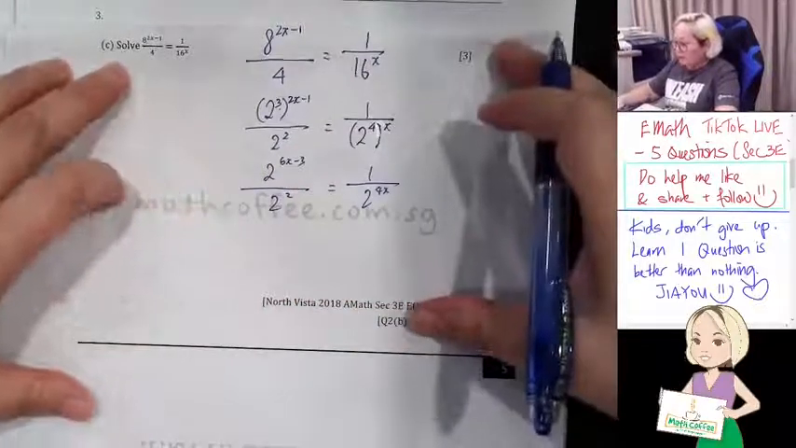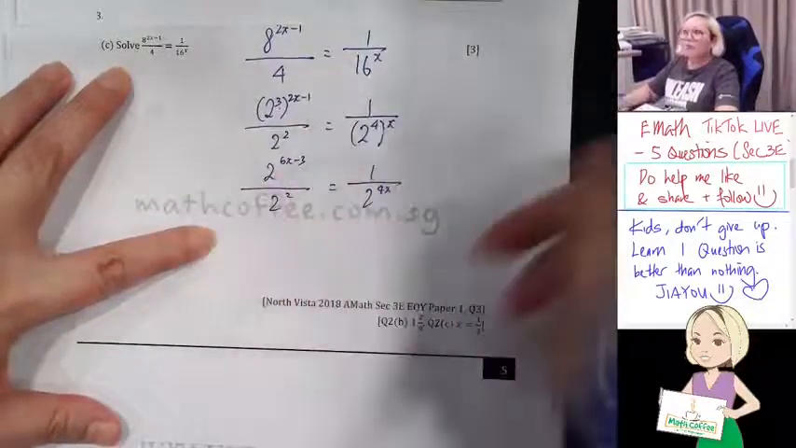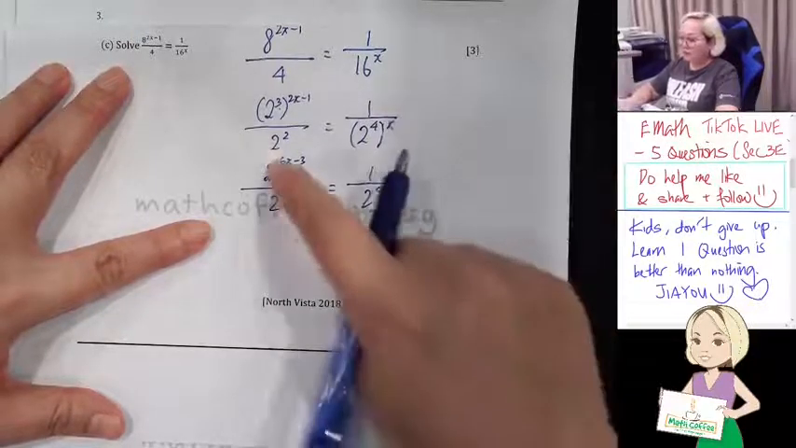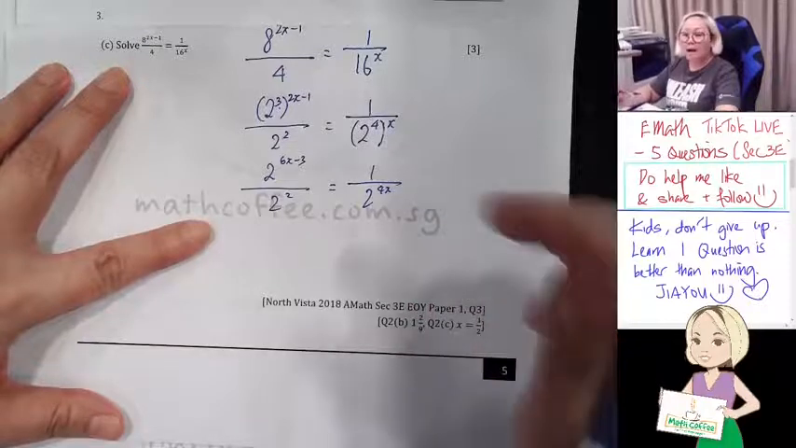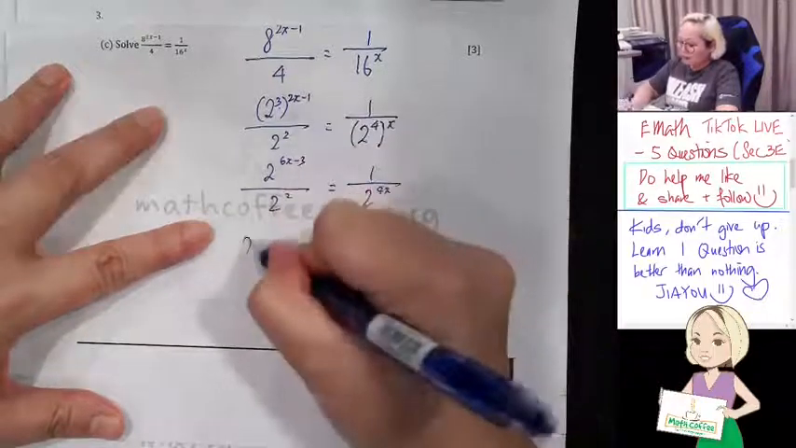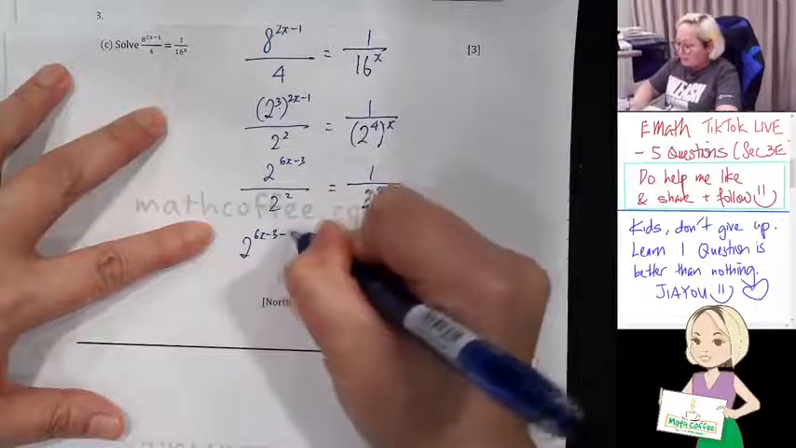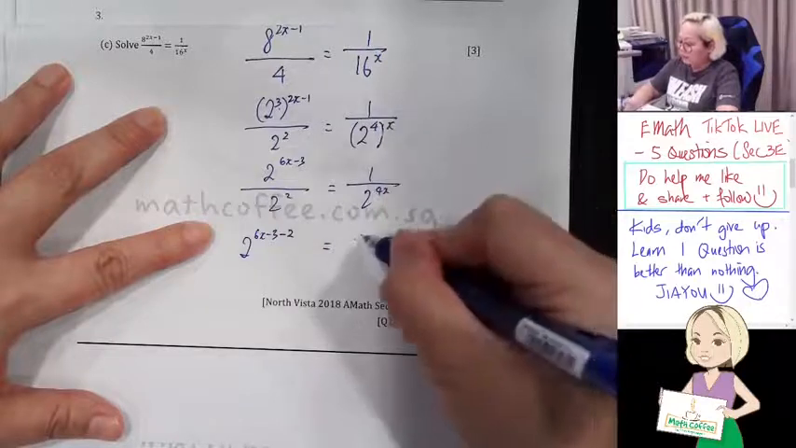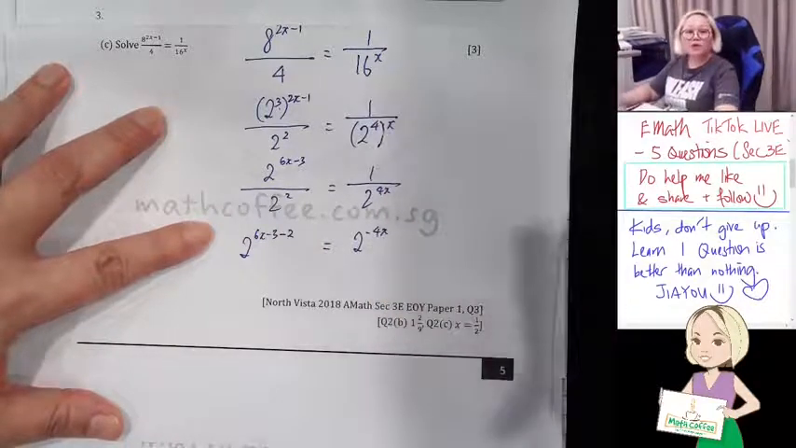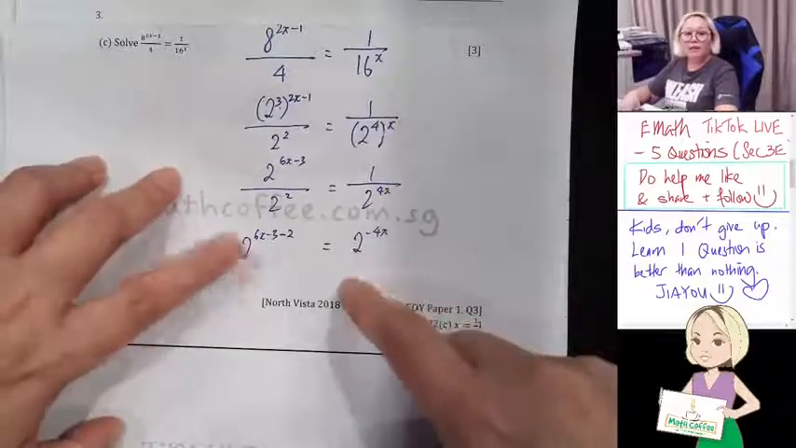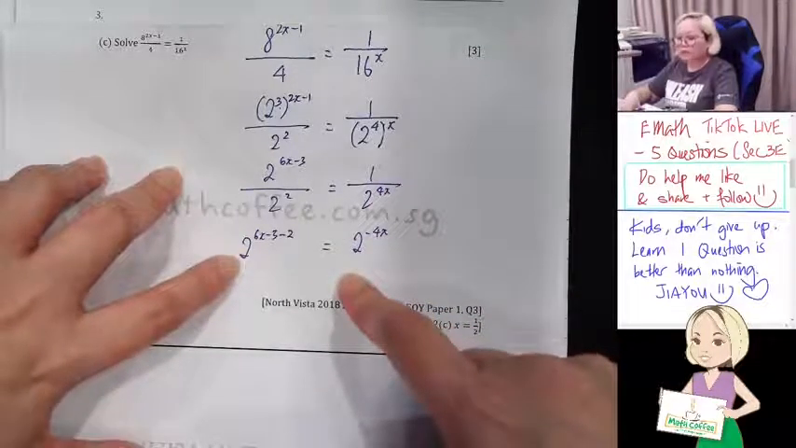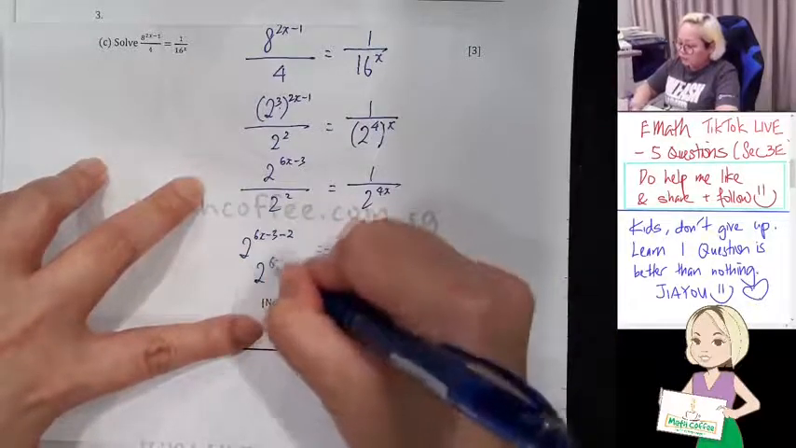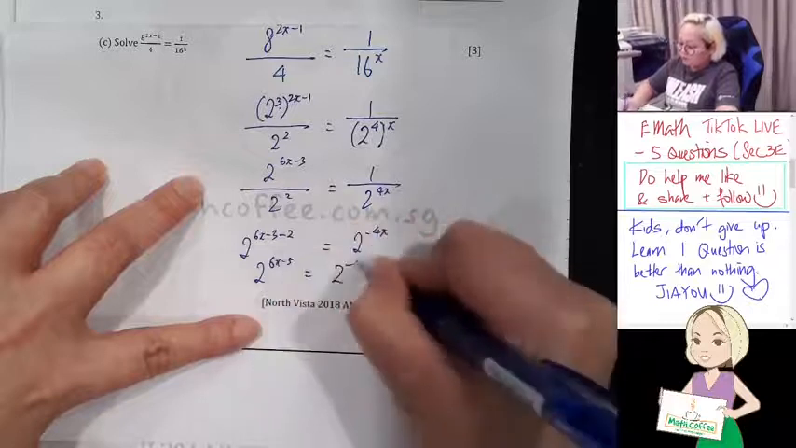And then after that, remember just now we have same base multiply, you add the power. So now is same base divide, so you minus the power. So this one becomes 6x minus 3 minus 2, equals to, and then this one I can bring it up, so it becomes 2 to the power of minus 4x. Why do I bring it up is because I want to make them to the same base on both sides, so I can remove the base, understand? So this now becomes 6x minus 5 equals to 2 to the power of minus 4x.